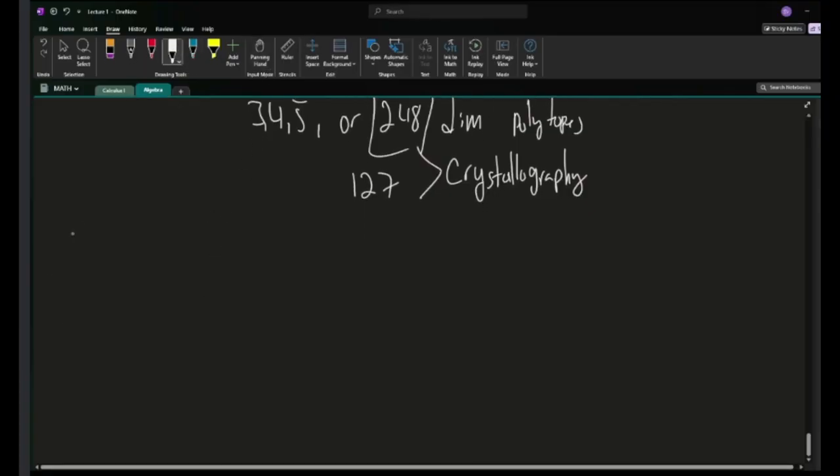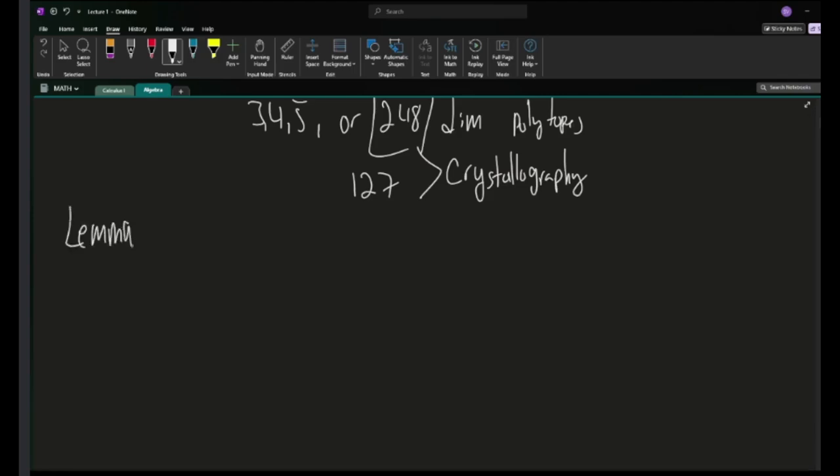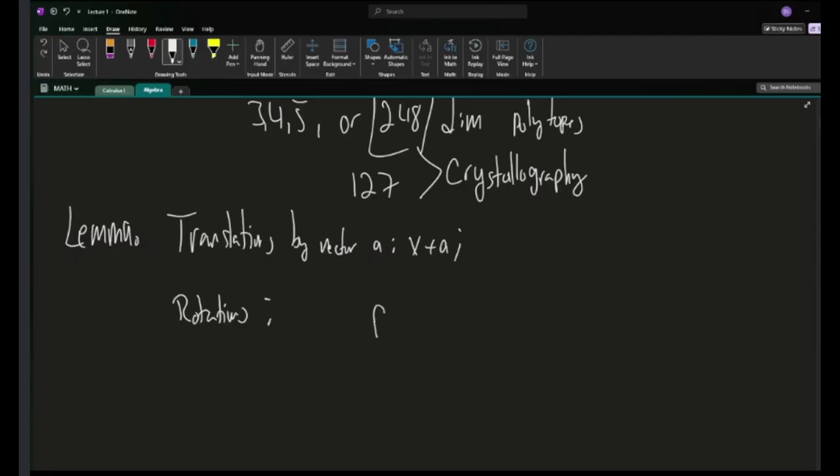So coming back into this algebra, since we went on a bit of a tangent, let's denote translations by vector A, such that if we have a fixed vector, say x plus A. And we could also denote rotations as rho theta, which is equal to this matrix.